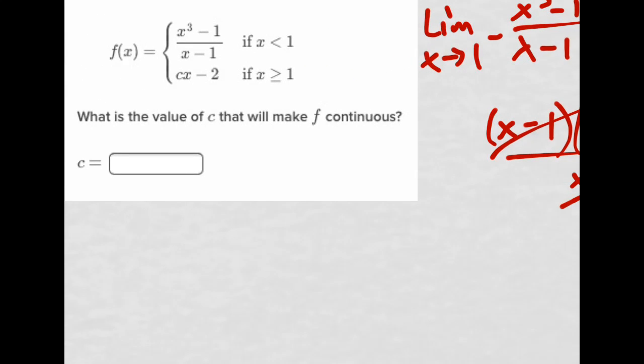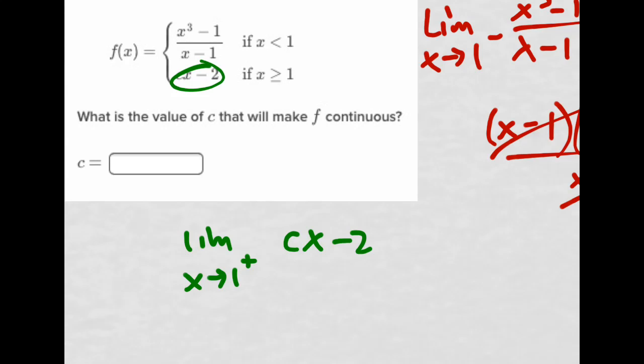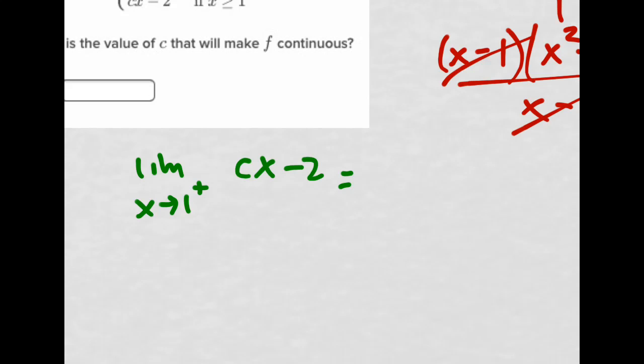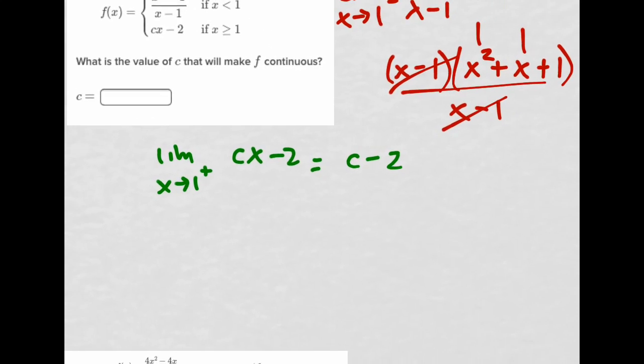What about the right side, huh? The limit as x approaches 1 from the right side, well, we have to use the other formula because it's from the right side. We're plugging in things a little bit bigger than 1. And then we just plug it in as this, it would be c times 1 minus 2. Okay, but what is c?